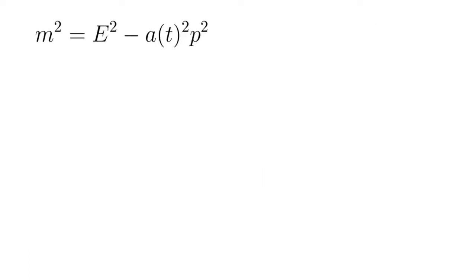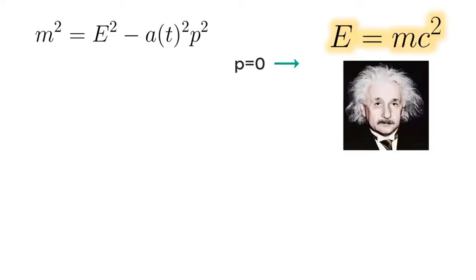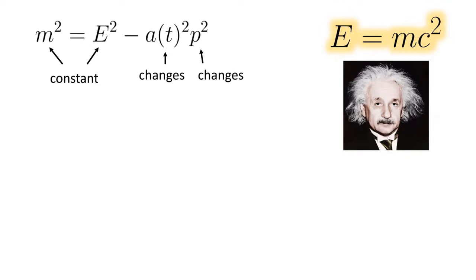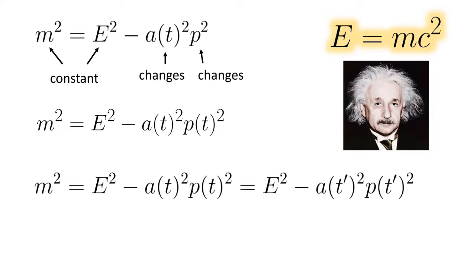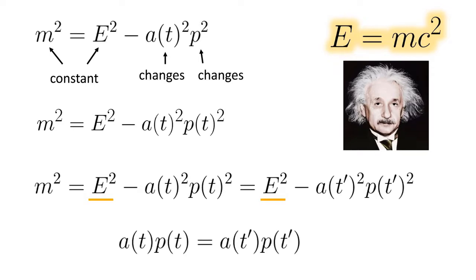The energy-momentum relation may look somewhat familiar. If we put the c's back in and consider a stationary particle with 0 momentum, we get Einstein's famous E equals mc squared. If mass and energy of a particle are constant, and the scale factor changes with time, this demands that momentum also change with time. So we write a t in parentheses next to the p in the energy-momentum relation. With mass remaining constant over time, this means the relation applies at another time, t prime. And with the energy remaining constant over time, this means the product of the scale factor and momentum is also constant over time.